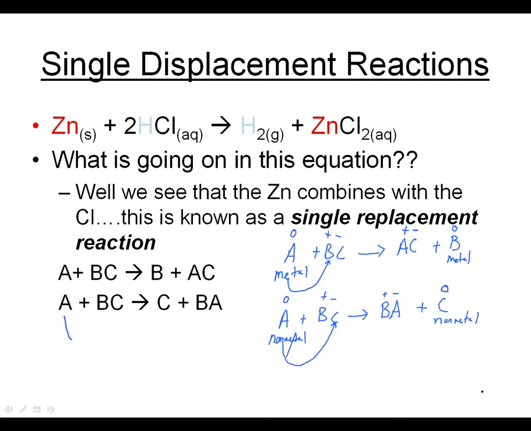And if it's not more reactive, then the reaction will not take place.